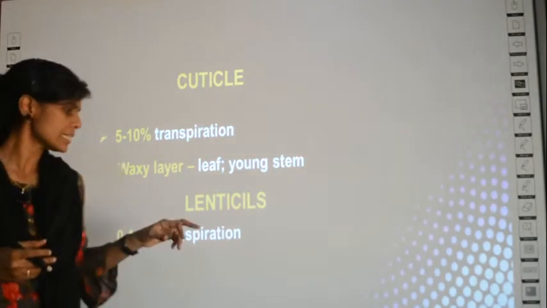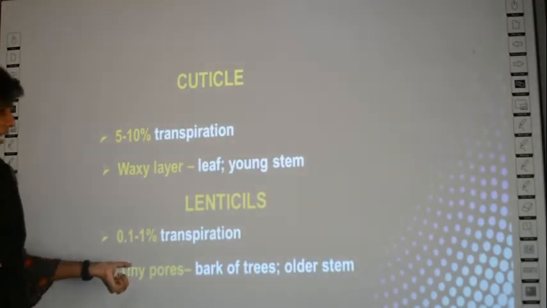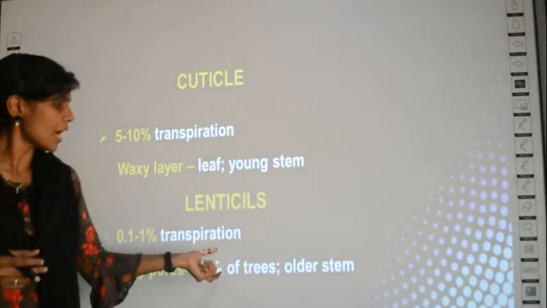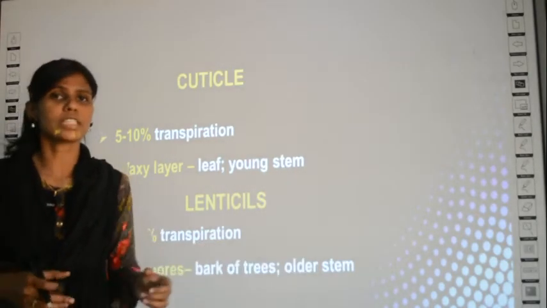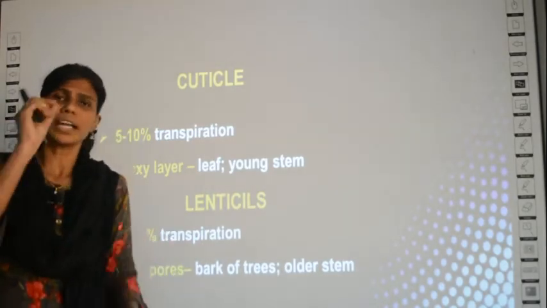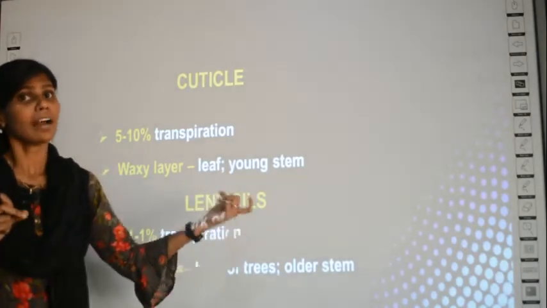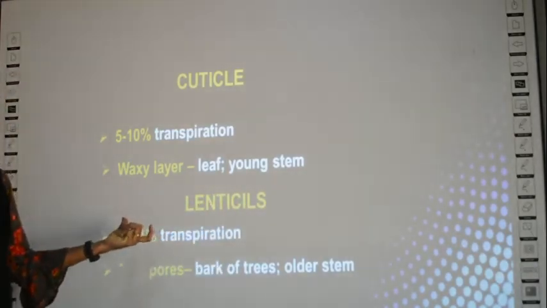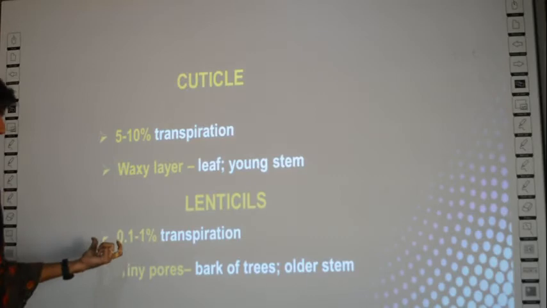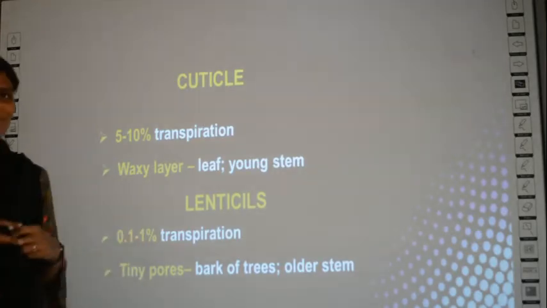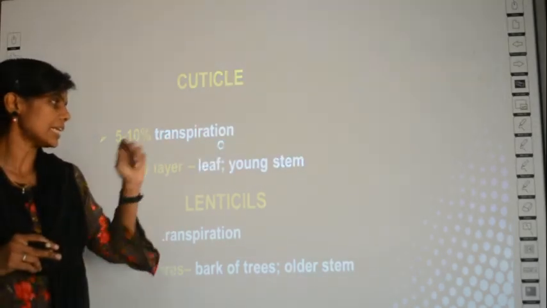And through the lenticels also transpiration happens. Where is the lenticel? Lenticels are tiny pores present in the bark of the trees or the older stem. The bark of the trees has tiny holes on it, and those are called lenticels. And how much transpiration can happen through those holes? About 0.1 to 1% of transpiration is through the lenticels.